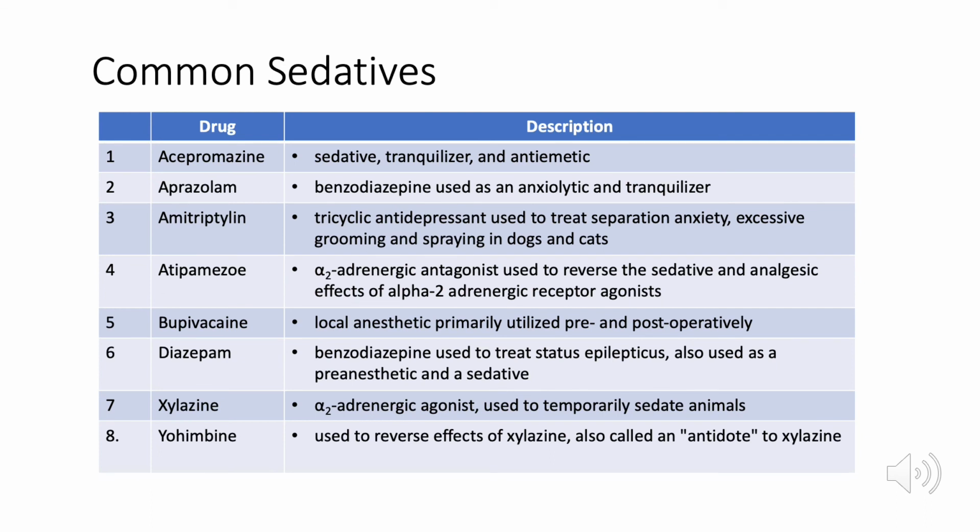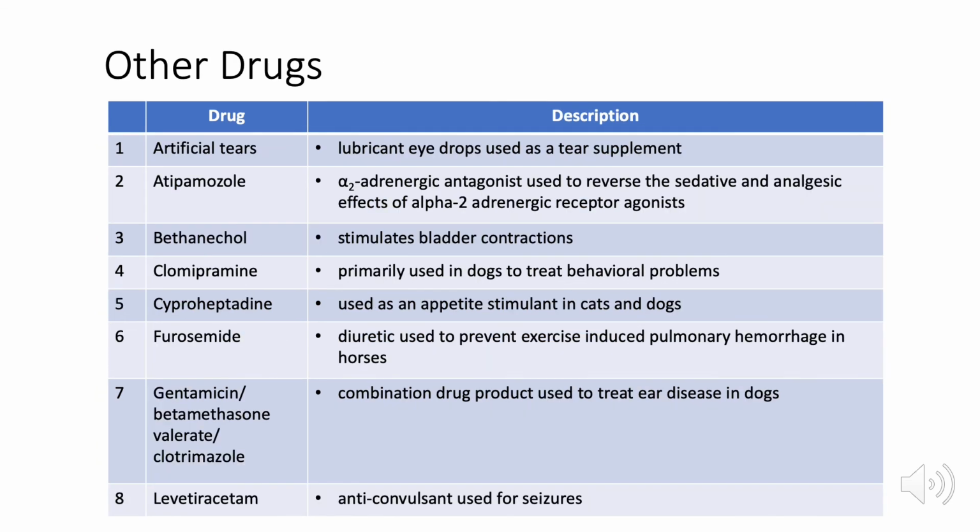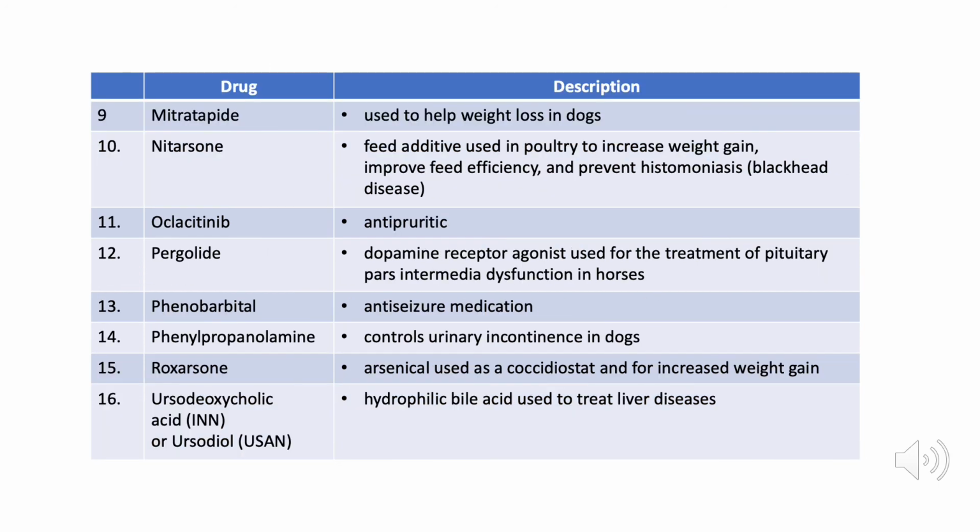Sedatives help animals relax and reduce anxiety, unlike a real anesthetic agent, which makes a pet extraordinarily sleepy and unresponsive. A sedative makes an animal slightly drowsy and calm, while still allowing them to be aware of and interact with their environment. Other drugs such as eye drops, anticonvulsants, and so on and so forth. Mitratapide is used to help weight management in dogs. In other words, a slimming pill for obese dogs.